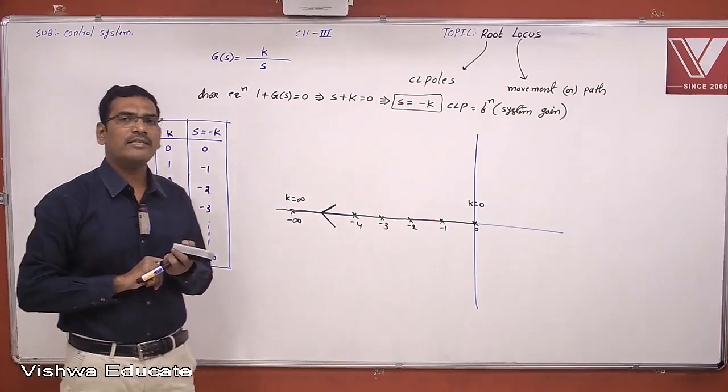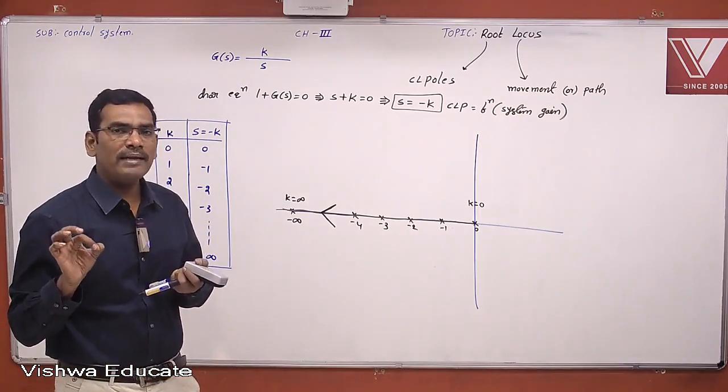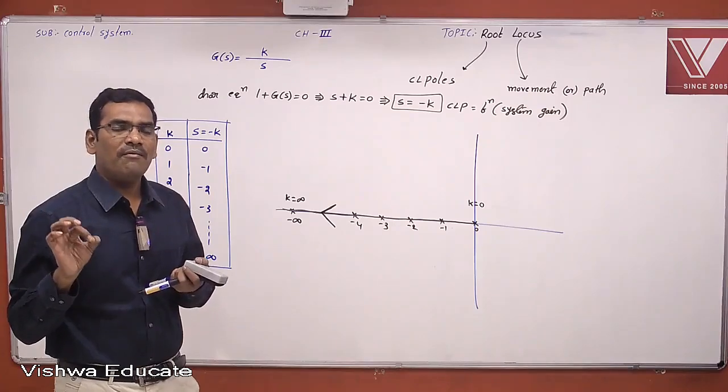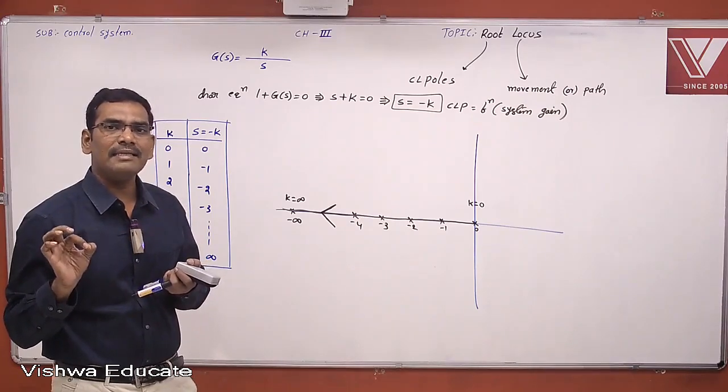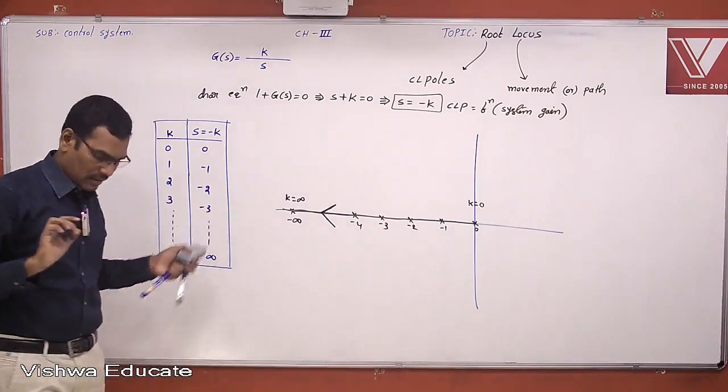So note down, students, the definition of root locus. The root locus is nothing but the movement of the closed loop poles when the system gain k is varied from 0 to infinity. Okay? Note down this.